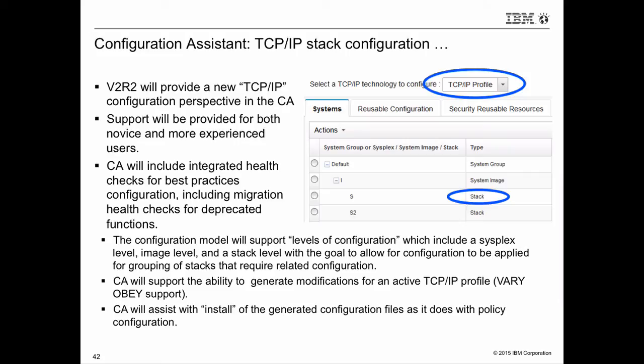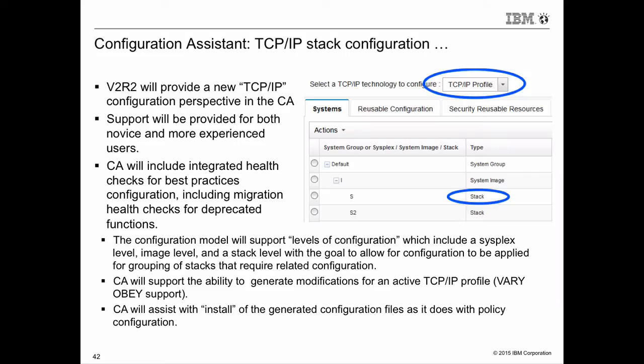There will be levels of configuration. You can configure at the TCP/IP stack level. You can back up and configure at the system image level where you have multiple stacks on an LPAR, or at a group level above that. Just as today, this Configuration Assistant helps you install the policy-based networking files that you create. This will help you with the actual install of the TCP/IP profile itself.